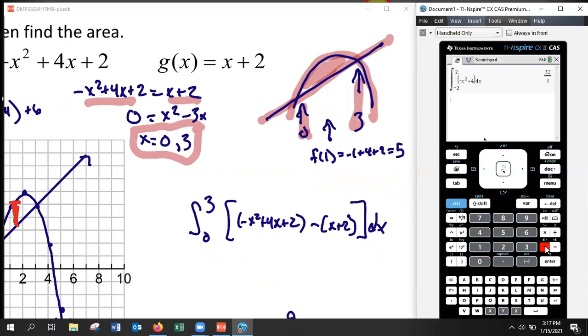I can count. What is g of 1? G of 1 is going to be 1 plus 2, which is 3. So that tells me the f function is above the g function, which is why it should be f minus g, or in this case, parabola minus line.